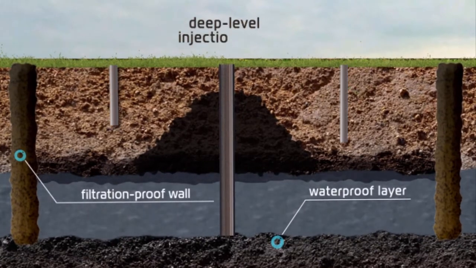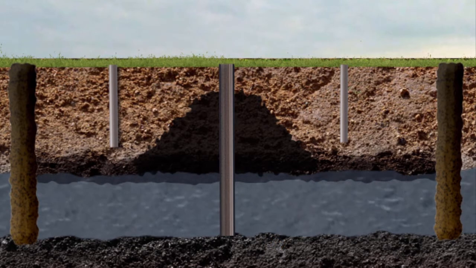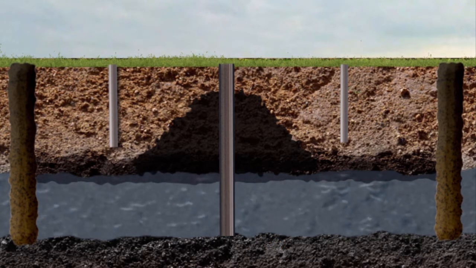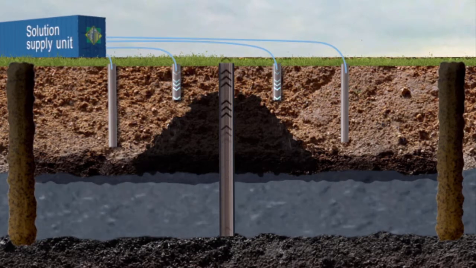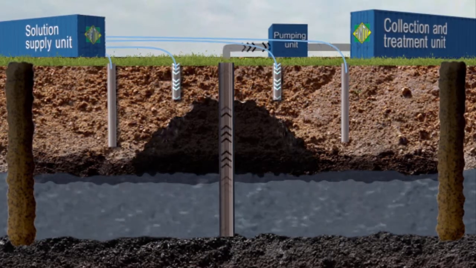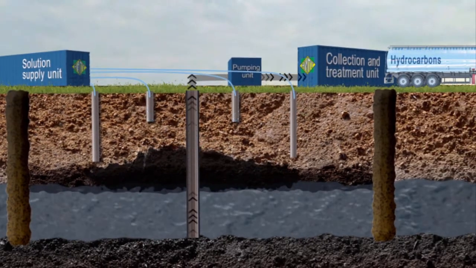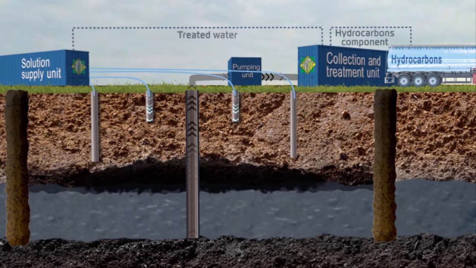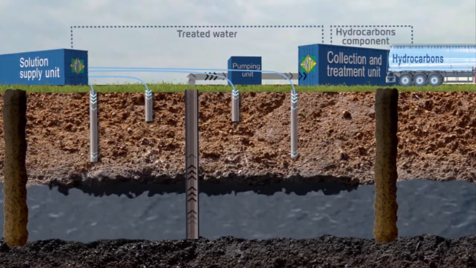Second, deep level injection wells, whose estimated depth is 1.5 meters higher than the top of the main level of the pollution. Third, subsurface injection wells with the estimated depth of 1.5 meters. Washing solution is inserted into the system of subsurface injection wells. Then the cleaning of the surface soil and elimination of the gas form of the pollution take place.